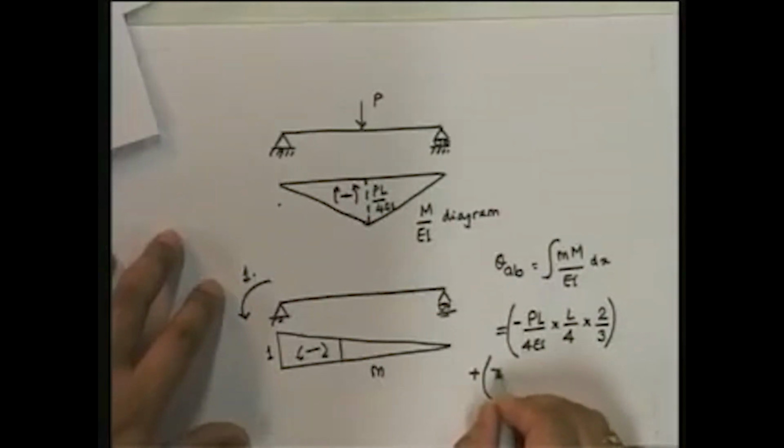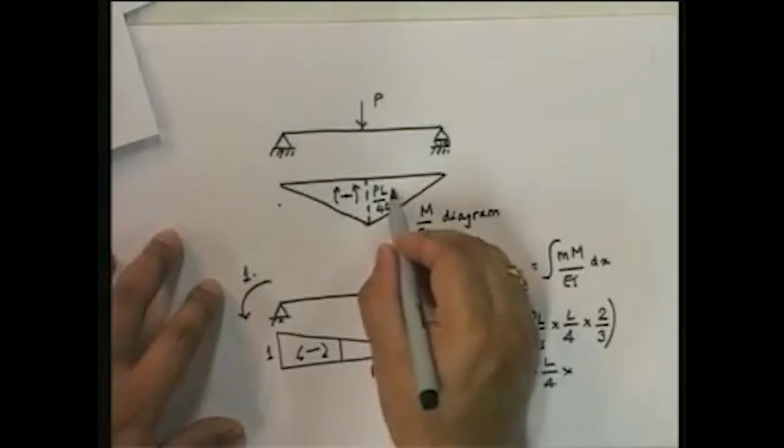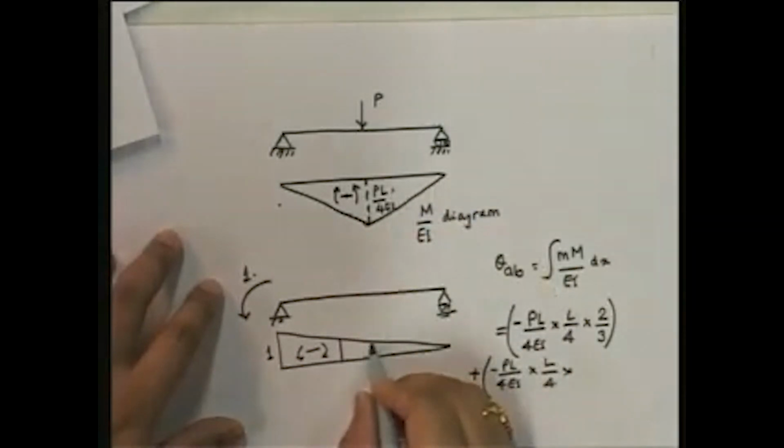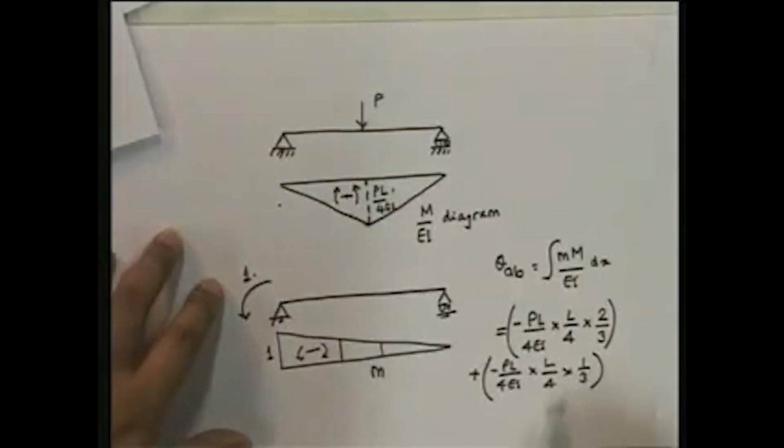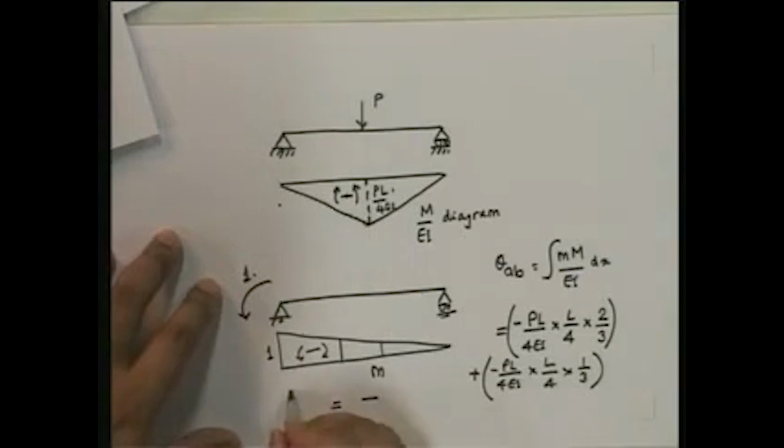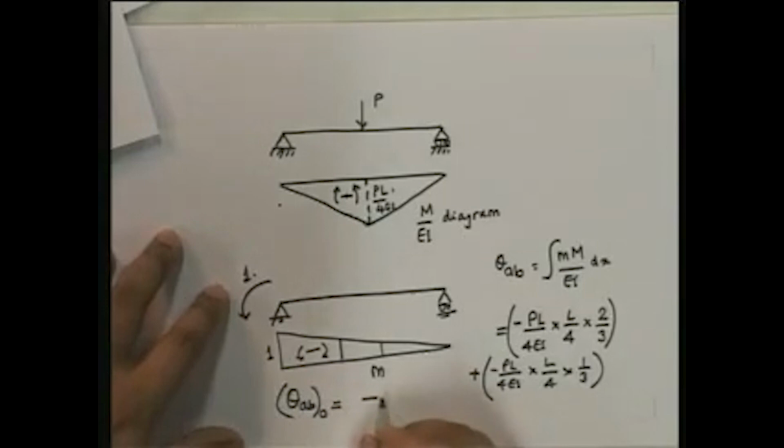the next part. The next part again will be PL upon 4 EI multiplied by L by 4, and this is acting at this point, which is 1 by 3. So if you look at the 1 by 3, it's going to be 1 by 3. So if you add the two of them up, you will see that this will be equal to minus, so therefore theta AB due to the loading is equal to minus PL squared upon 16 EI.